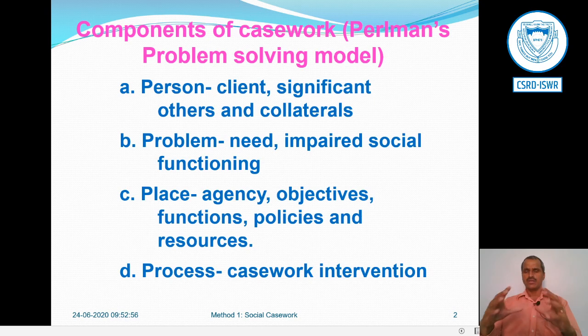In the next lesson, we are going to learn the principles of social casework. So we have completed a very important topic today, the components of social casework.